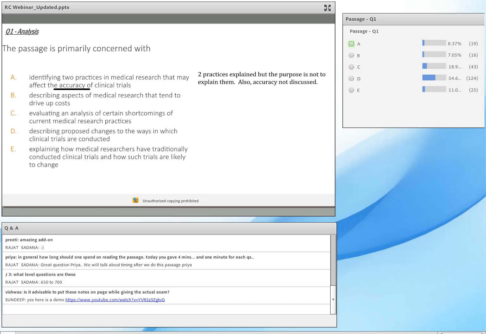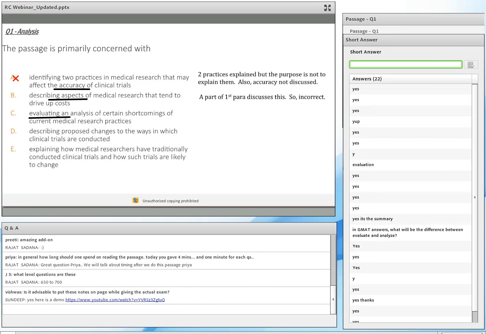The second part says describing aspects of medical research that tend to drive costs. That's not why the author is doing this. He talks about this, but that's not the reason why he's written the passage. All right. Choice C says evaluating an analysis of certain shortcomings of current medical research practices. The author doesn't analyze the current medical practices. He doesn't talk about the pros and cons of that analysis.